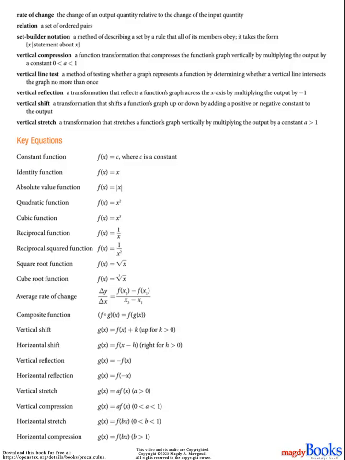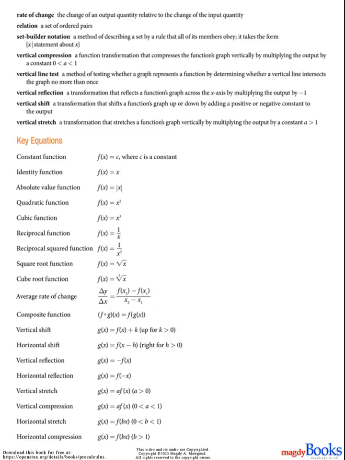Vertical compression: a function transformation that compresses the function's graph vertically by multiplying the output by a constant a, where 0 is less than a is less than 1. Vertical line test: a method of testing whether a graph represents a function, by determining whether a vertical line intersects the graph no more than once. Vertical reflection: a transformation that reflects a function's graph across the x-axis by multiplying the output by -1.